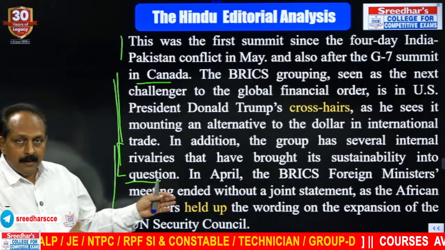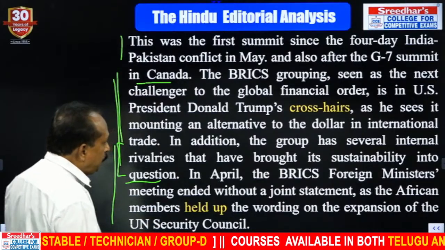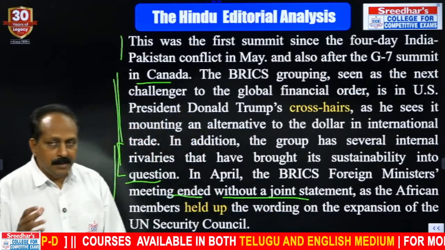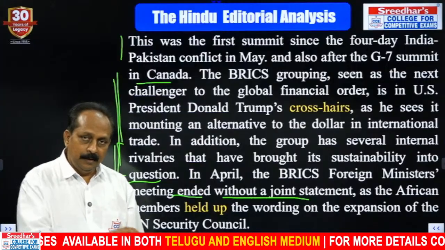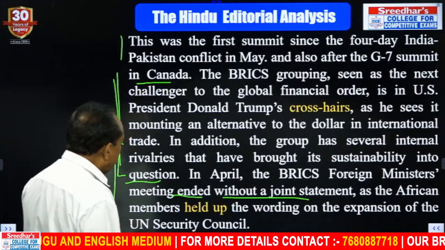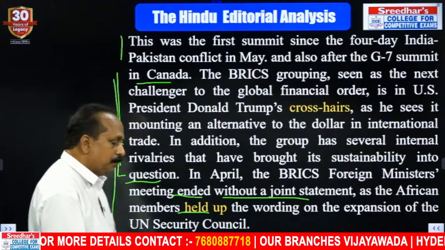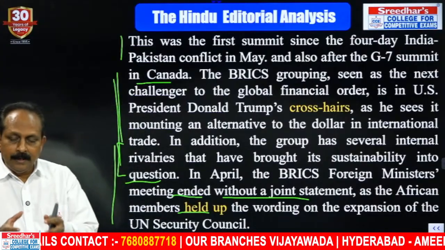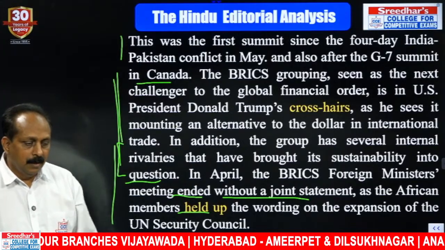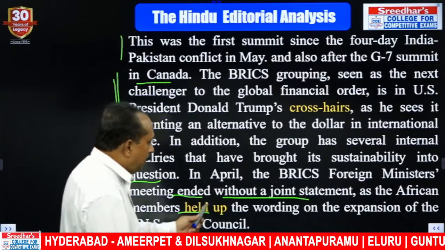And to substantiate this statement, the writer gives two examples. First one, in April, the BRICS foreign ministers meeting ended without a joint statement. Usually a meeting ends with a joint statement. Here it did not. Why? As the African members held up the wording on the expansion of the UN Security Council. Some African members did not want certain wording to be released or made public. Hold up, to withhold, hold up, and past, held up. That is one problem.